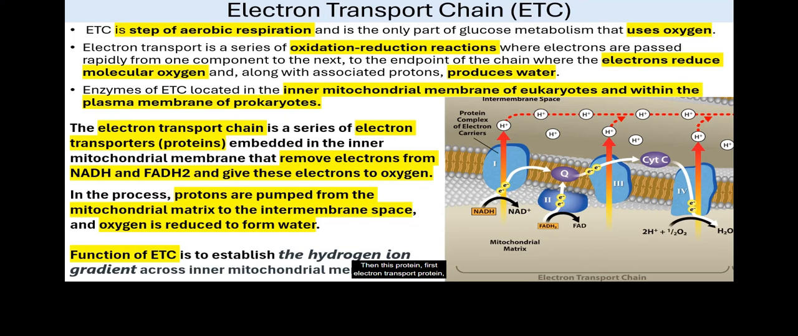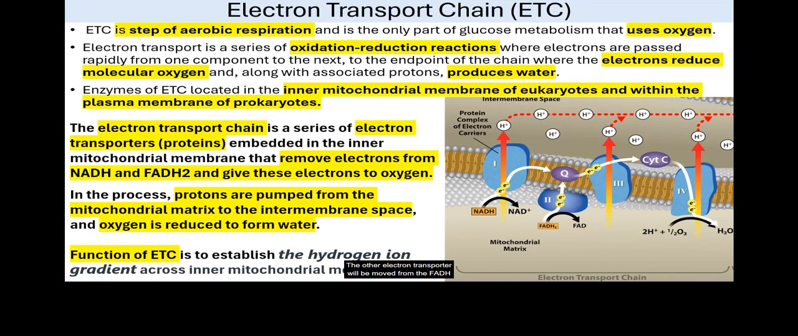Then this first electron transport protein will transport hydrogen and protons, H plus is protons, through it across the membrane into the intermembrane space. And during this, electrons will be moved to the next protein, and the hydrogen protons will be in this intermembrane space. Then the next reaction happens.